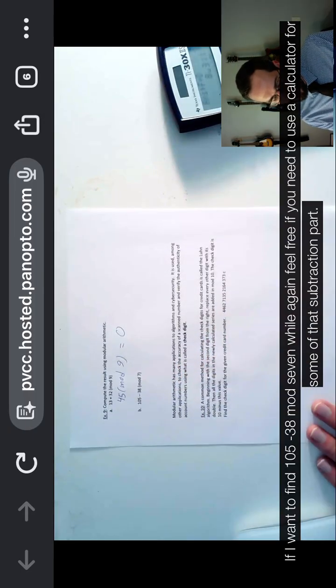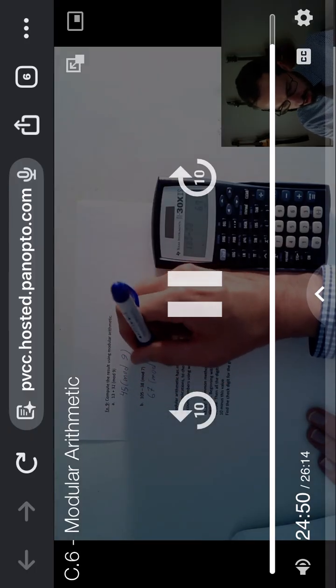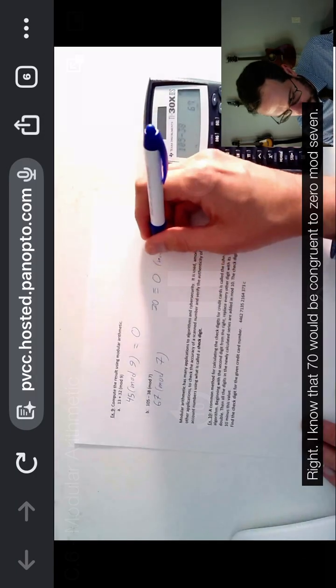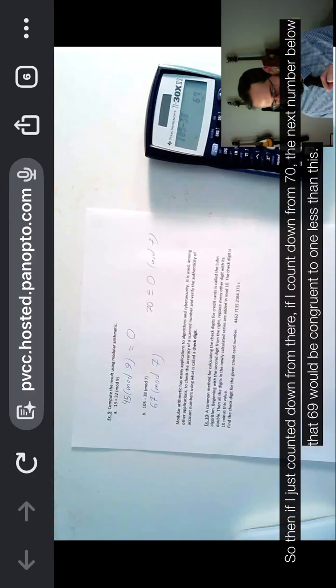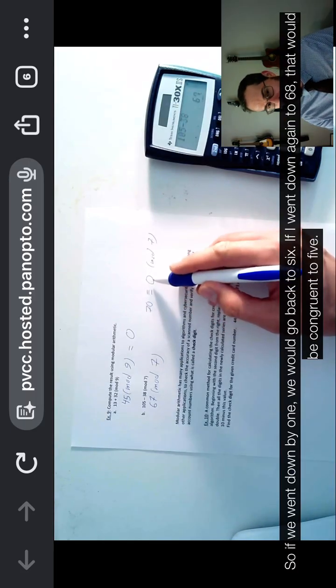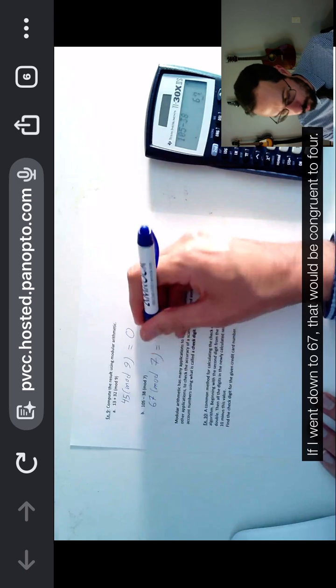If I want to find 105 minus 38 mod 7, well, again, feel free if you need to use a calculator for some of that subtraction part, that's okay. 105 minus 38 gets us 67, and now we want to find that mod 7. Well, the way that I would do this is I would think, I know that 70 is a multiple of 7, so I can count backwards from there. I know that 70 would be congruent to 0 mod 7. So if I count down from 70, the next number below that, 69, would be congruent to 1 less than this. But remember, we're only allowing ourselves the numbers 0 through 6. So if we went down by 1, we would go back to 6. If I went down again to 68, that would be congruent to 5. If I went down to 67, that would be congruent to 4.